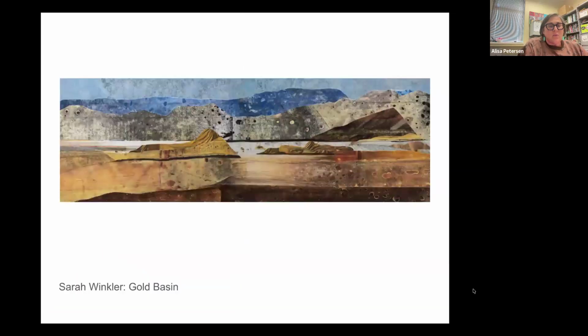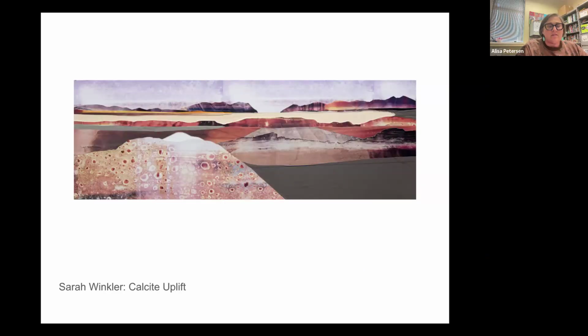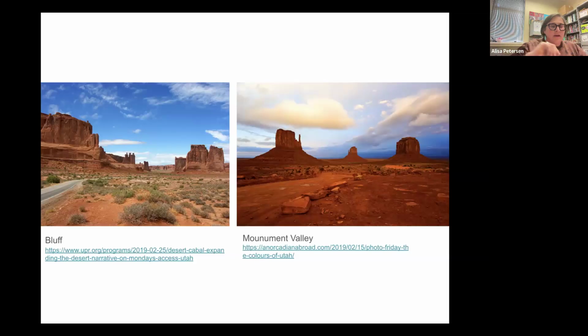In this project, we are going to be creating paper landscapes that are in the style of this artist, Sarah Winkler. So I just wanted to show a few of her beautiful kind of abstract landscapes. Awesome. Let's just click through these kind of quickly. You can see the atmosphere here, the perspective that things are far away and they look smaller.